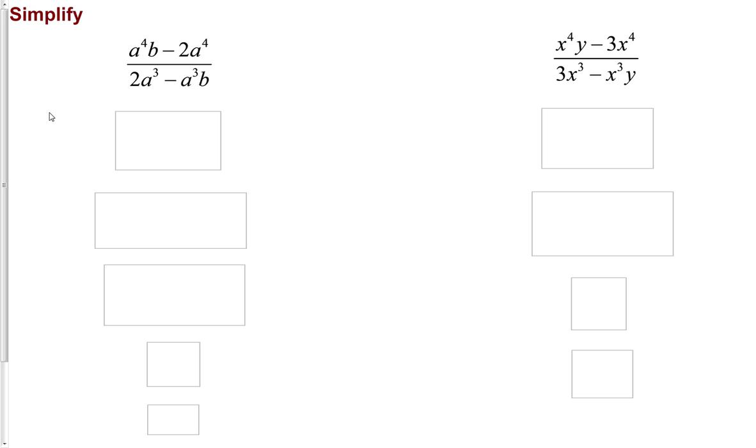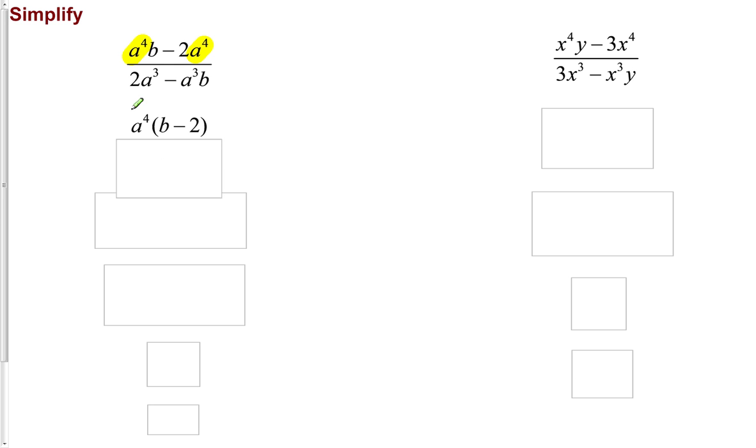Here's an example. In order to simplify something like a to the 4th b minus 2a to the 4th all over 2a to the 3rd minus a to the 3rd b, we need to start by factoring out our common factors in our numerator and our common factors in our denominator. First thing I look for is I see this a to the 4th term. I want to see is there any other a's in the numerator, and yes there is. We have an a to the 4th over here in this term. So when I go to factor, I'm going to factor that a to the 4th out front, and I'm going to have a b minus 2 left over. So I'll throw that in parentheses.